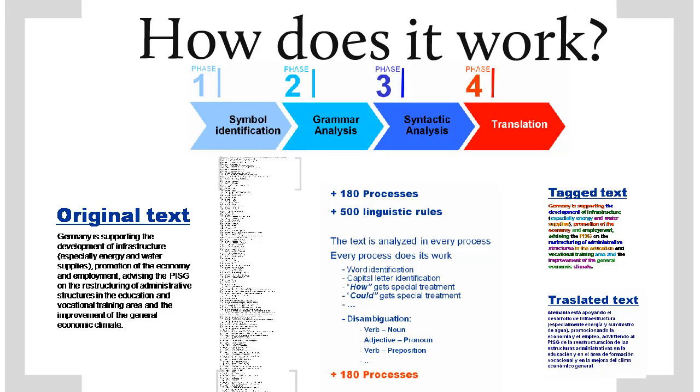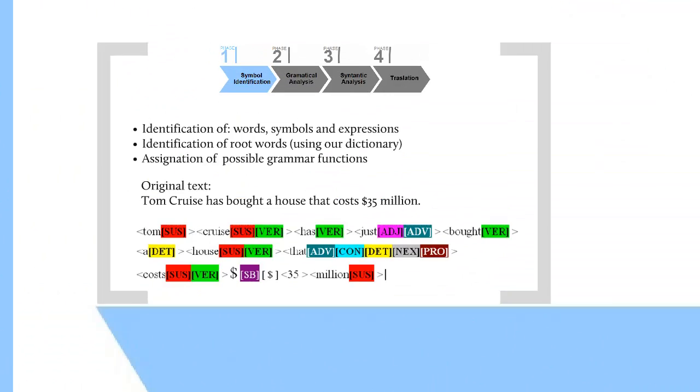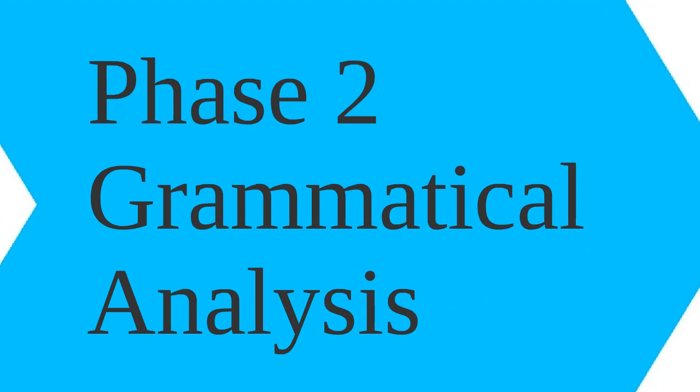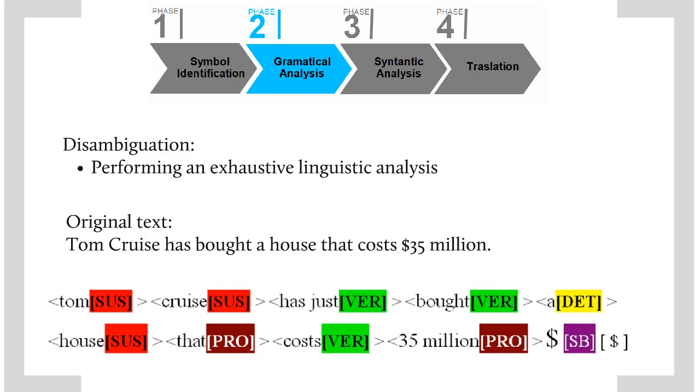Let's take a detailed look at a simple example. In phase 1, Victor identifies the symbols and words which make up the sentence, using its own dictionary, and assigns all the elements their possible grammatical functions. In phase 2, the most important, an exhaustive grammatical analysis is carried out and the grammatical functions are definitively disambiguated. This process with the English text is, without a doubt, the most complicated and the most important of the analysis.